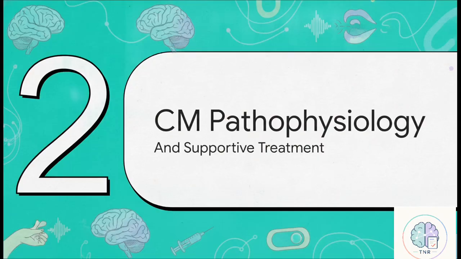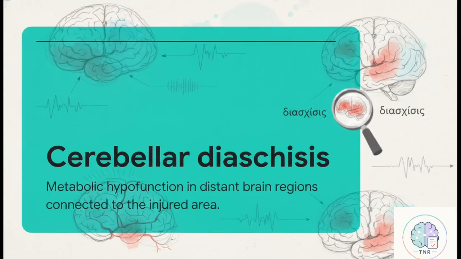Moving on to Section 2, CM pathophysiology and treatment. So what exactly is happening in the brain to cause this delayed, persistent mutism? Well, theories like postoperative vasospasm, cerebellar ischemia, and transient edema definitely exist in the literature. But the most widely accepted explanation right now is cerebellar diaschisis.